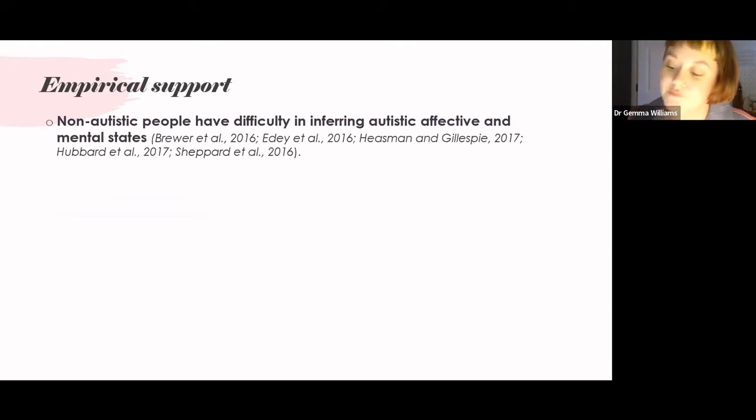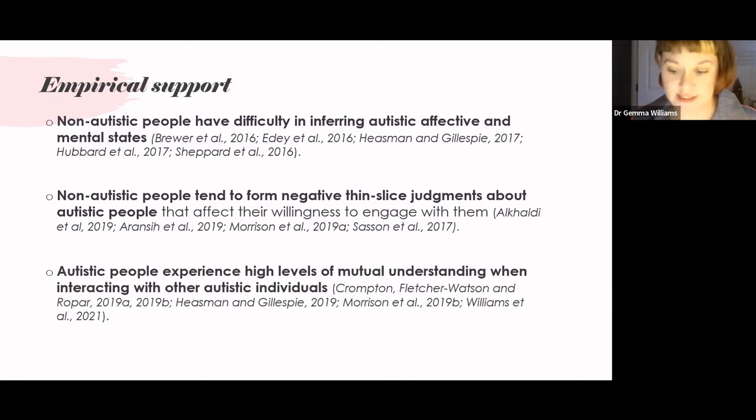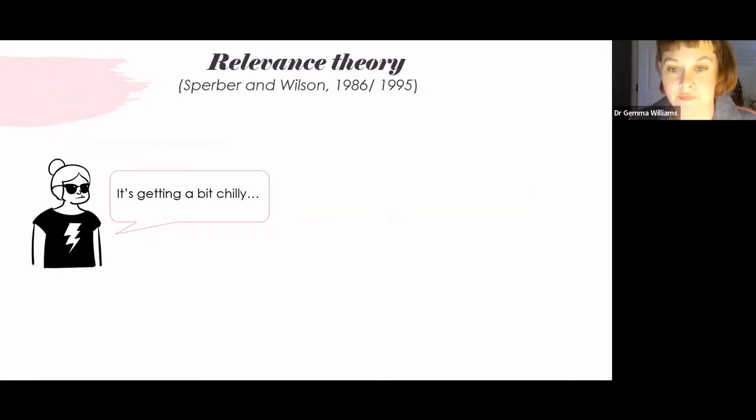We've got a lot of empirical evidence for the double empathy problem now that's come out in the last few years. We know that non-autistic people also have difficulty in inferring autistic affective and mental states, and affective relates to feelings and emotions. Non-autistic people tend to form negative first impressions about autistic people, which affects how interactions occur. And autistic people experience high levels of mutual understanding when interacting with other autistic individuals. So that's the background and where I was coming from when I started my PhD. And when I began my PhD, I got really fascinated with a linguistic theory called relevance theory. This tries to offer a cognitive explanation for how we as humans understand each other in a really complex world. And I had an intuition that this might pair really well with the double empathy problem, and that's what I looked at in my research.